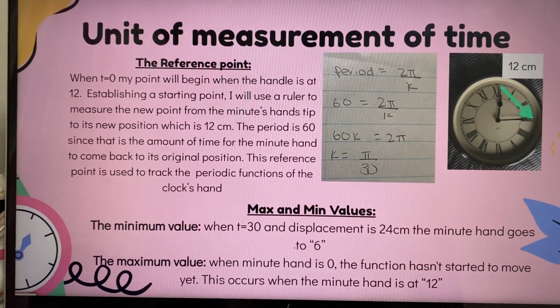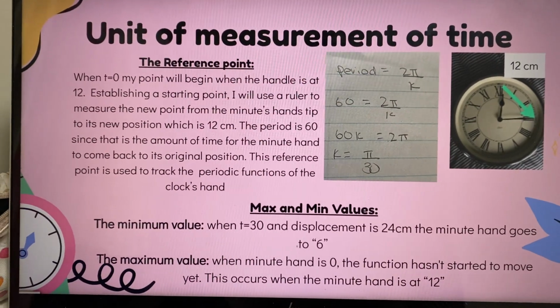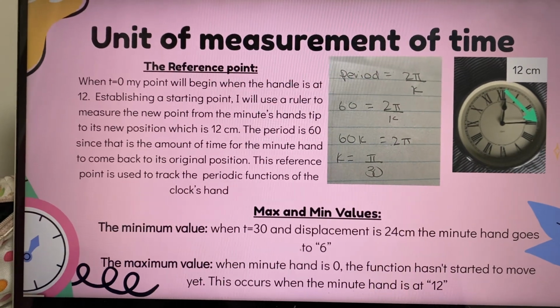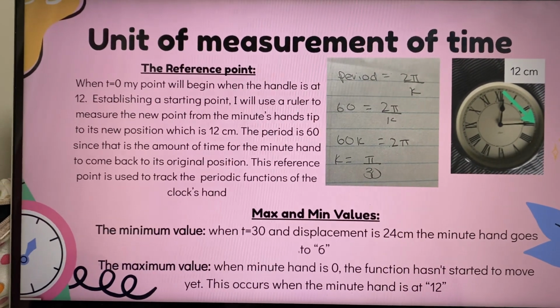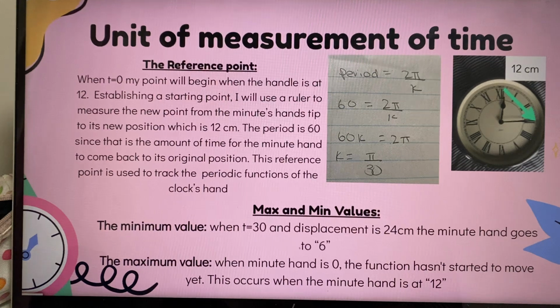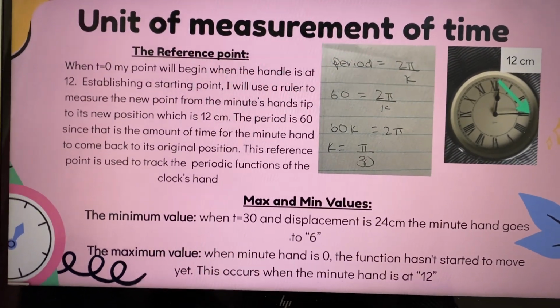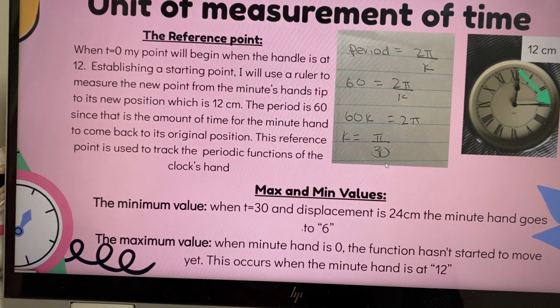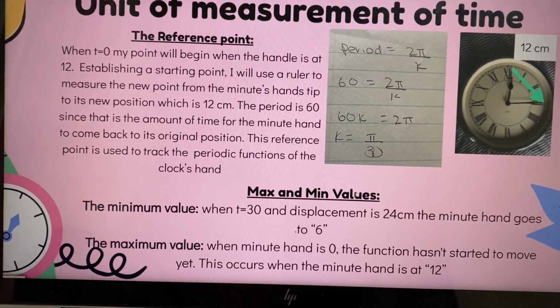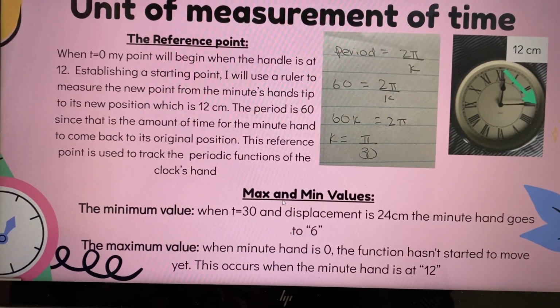So, as we see in this picture, the period is 2 pi over k, and we know that our period is 60 because that's the amount of time it took for the minute hand to come back to the original position. So then we got our k, which is pi over 30. Then I found the maximum and minimum values.